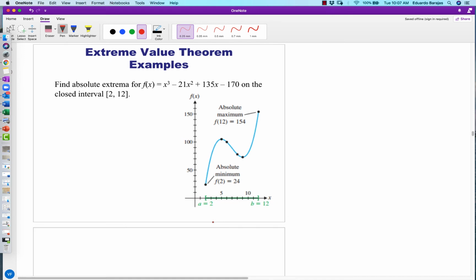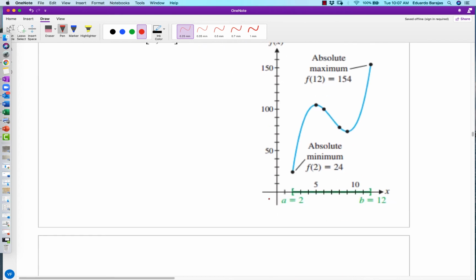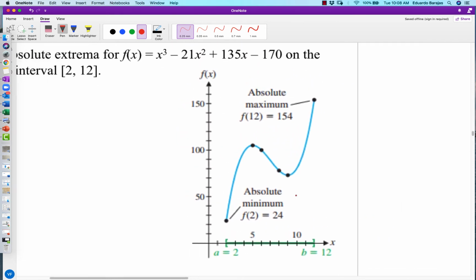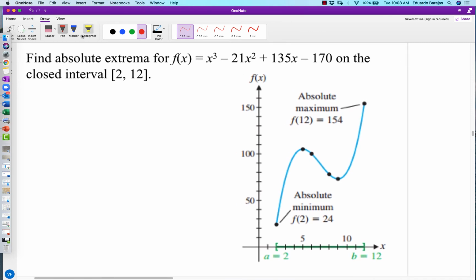Here's an example. Find the absolute extrema for this function: f of x equals x cubed minus 21x squared plus 135x minus 170 on the closed interval from 2 to 12. Let me zoom in here. If we just focus on this segment of the number line from 2 to 12, ignore everything else, then our function runs from here all the way out to there. We can see that our absolute minimum will occur right there at x equals 2, and our absolute maximum will occur right here at x equals 12.